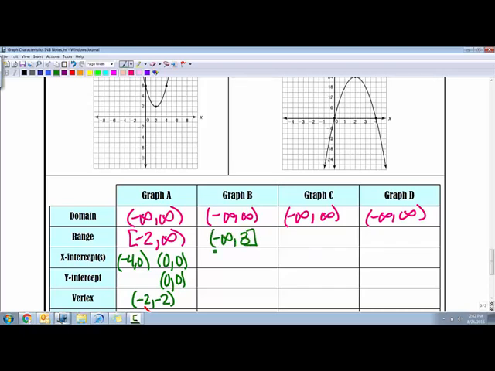If you want to make a note to yourself, you can. Like I said, if it opens up, you're always going to start with a number. If it opens down, it's always going to start with negative infinity. Always. For parabolas. Okay?